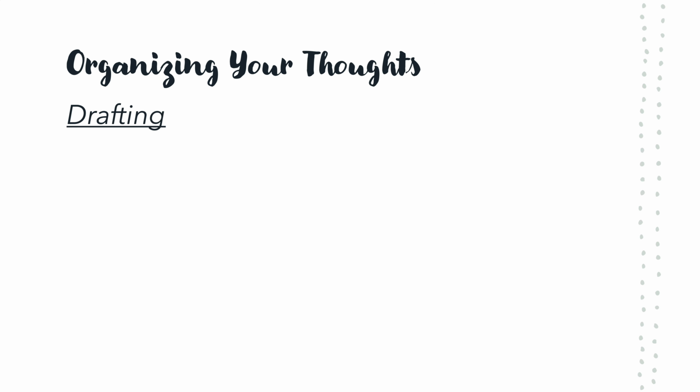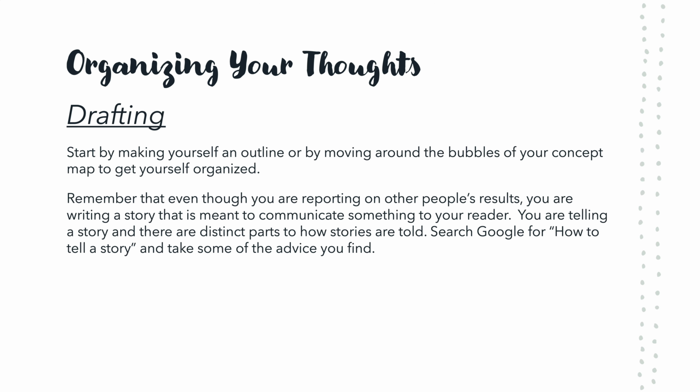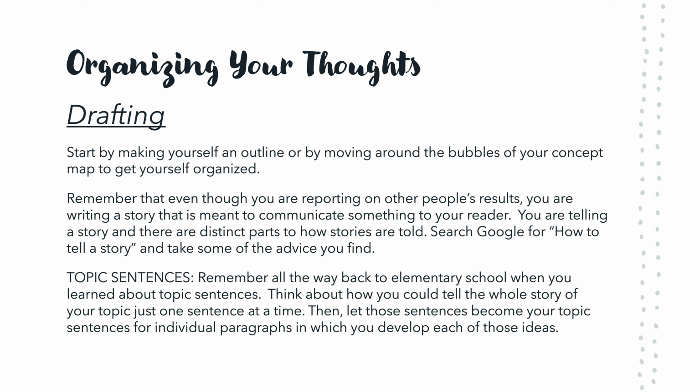The next step is drafting. Start by making yourself an outline or by moving around the bubbles of your concept map to get yourself organized. Remember that even though you're reporting on people's results, you are writing a story that is meant to communicate something to your reader. You are telling a story, and there are distinct parts to how stories are told. Search Google for how to tell a story and take advantage of some of the advice you find there.